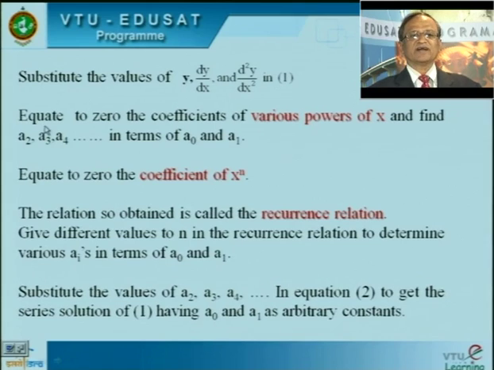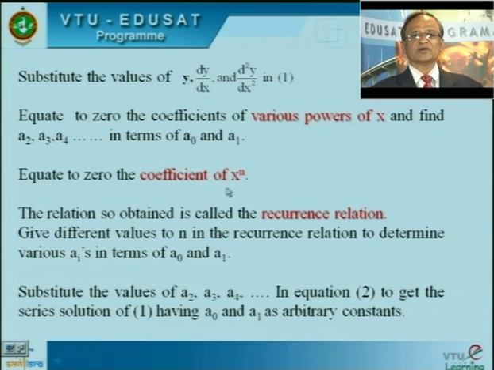Then I want to find out the coefficients of various powers of x. Why? Because I want to equate to 0 the coefficients of various powers of x and find out the values of a2, a3, a4 and so on in terms of a0 and a1. It means our series solution must contain a0 and a1, or our series solution can be expressed in terms of a0 and a1 only. That is why we want to find out the values of all these constants, and you can substitute these values in the assumed solution, right?